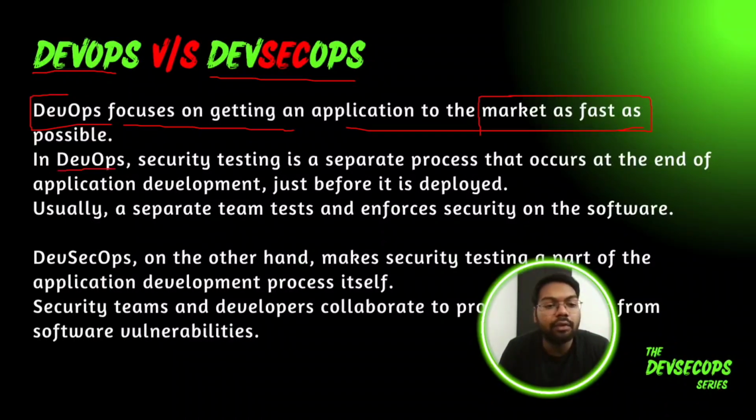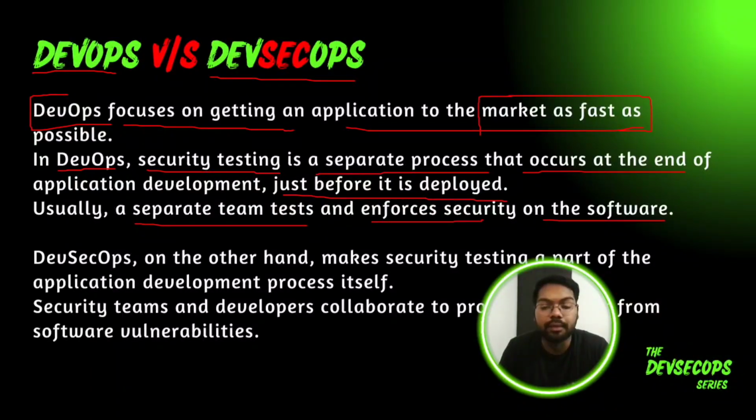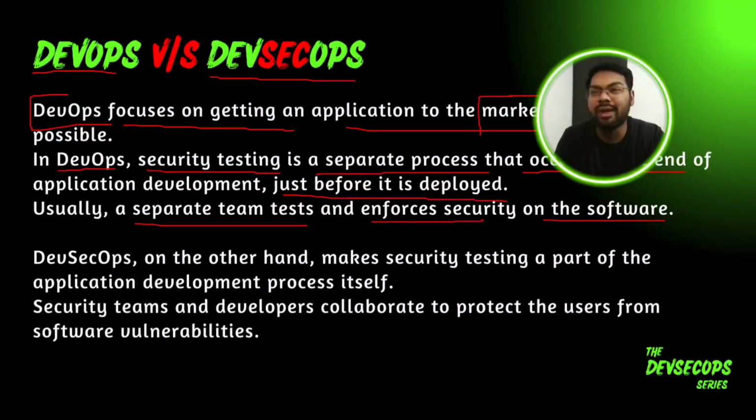So in DevOps, what we see is security testing is a separate process that occurs at the end of application development and just before it is deployed, or it is deployed after that. And who does it? A separate team of security engineers tests and then enforces security on the software. So that is how it is usually done in DevOps-only practices if there is no implementation of DevSecOps culture in your organization.